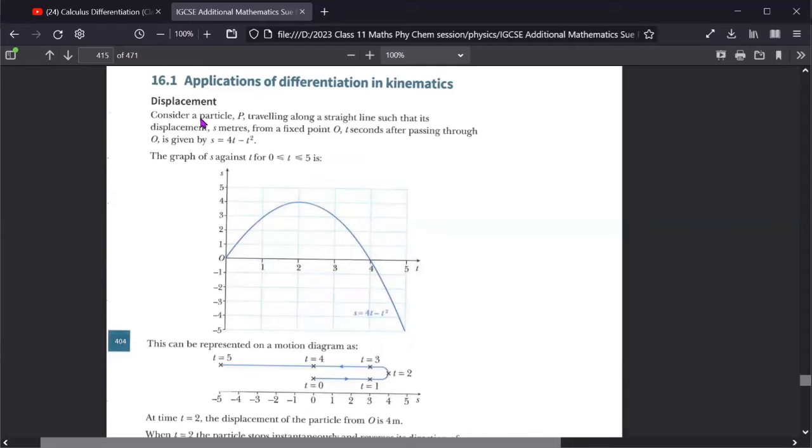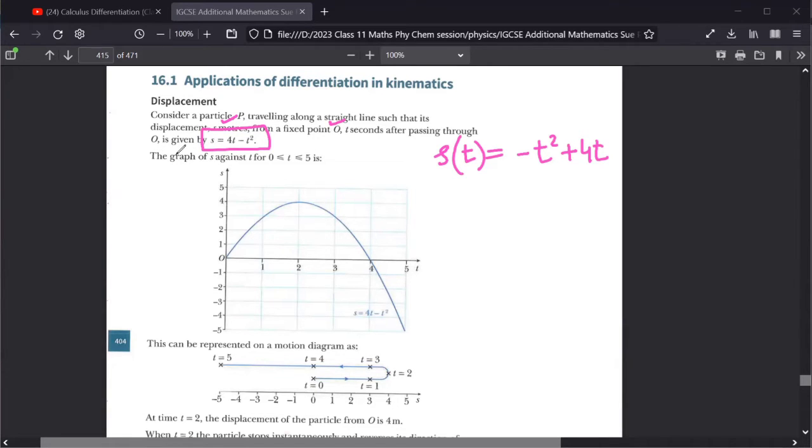So the question is, consider a particle traveling along a straight line such that its displacement s meters from a fixed point O, t seconds after it passes through, is given by the displacement function, which I can write as s equals minus t square plus 4t. Now this is the question which is given to us.